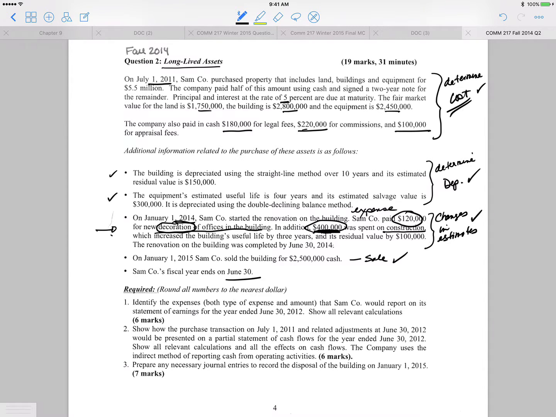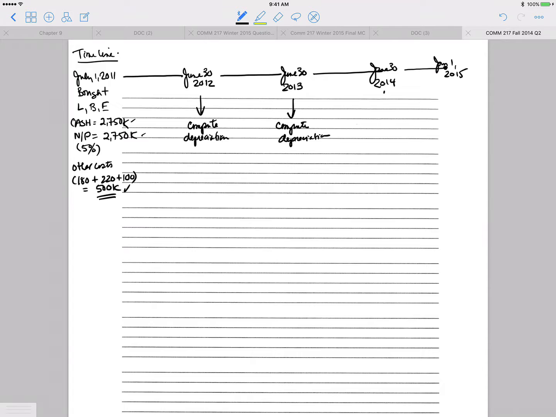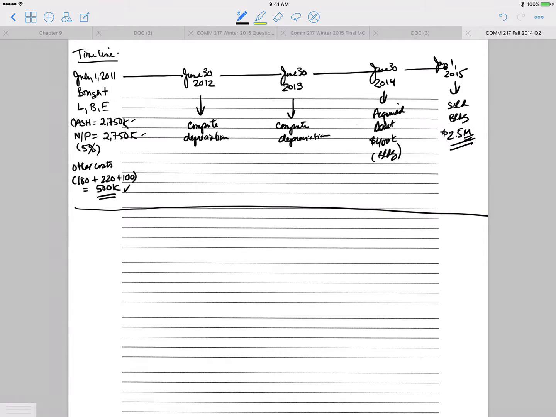So we're told that the renovation on the building was completed by June 2014. So this is, in other words, an asset in construction. So this $400,000 needs to be added to the cost of the building at the end of 2014, June 30th, or at the beginning of 2015, which is July 1st. So at the end of 2014, we could say we constructed an asset for $400,000, and this is added to the cost of the building. And 6 months later, we're told we sold the building for $2.5 million. So this is the story that will help us answer this question.